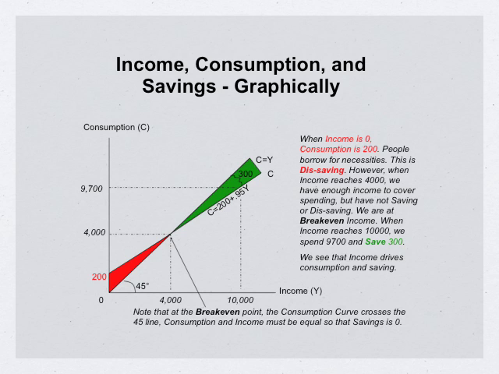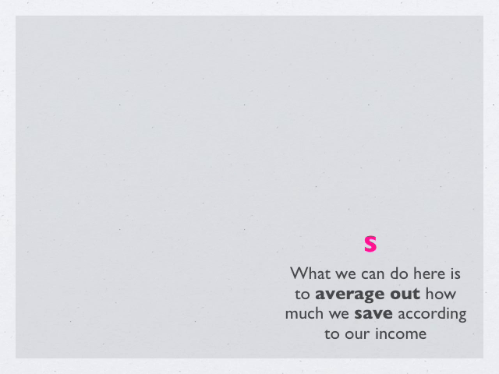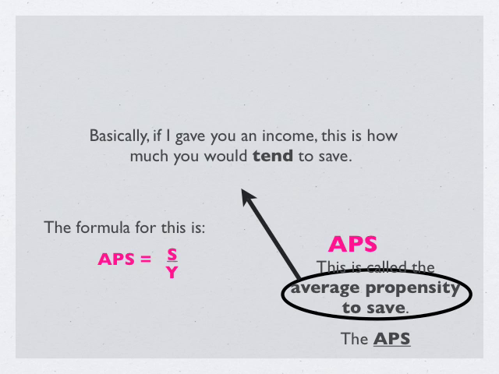Let's look at the other side. Let's look at savings. We can do the same thing here. We'll go quickly. We can average out how much we save according to our income. So you got that APS, like the APC.